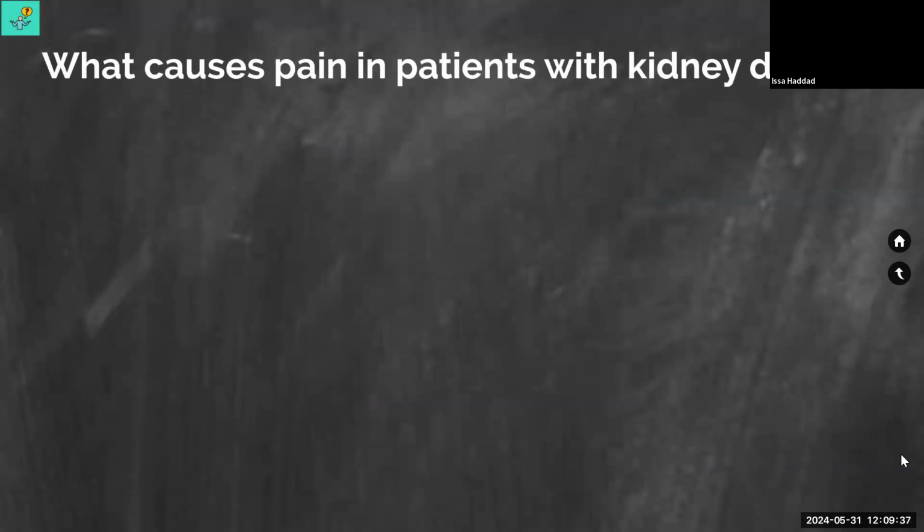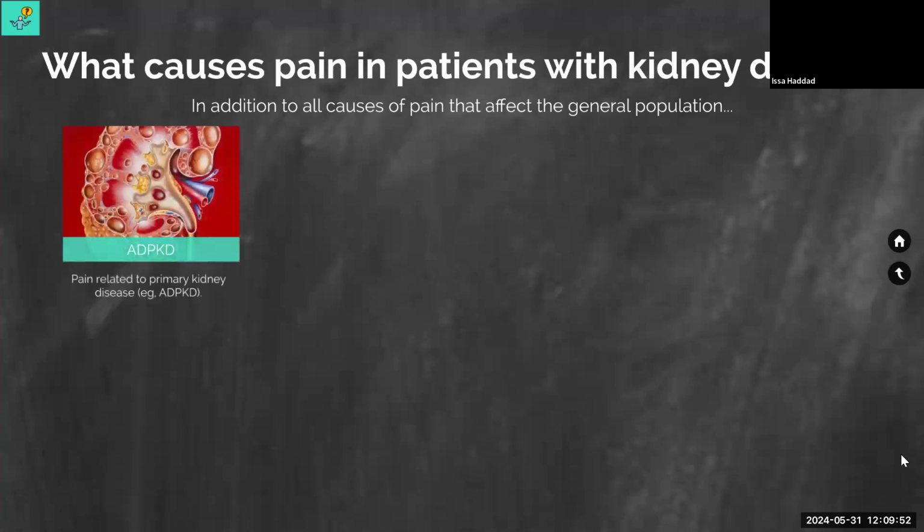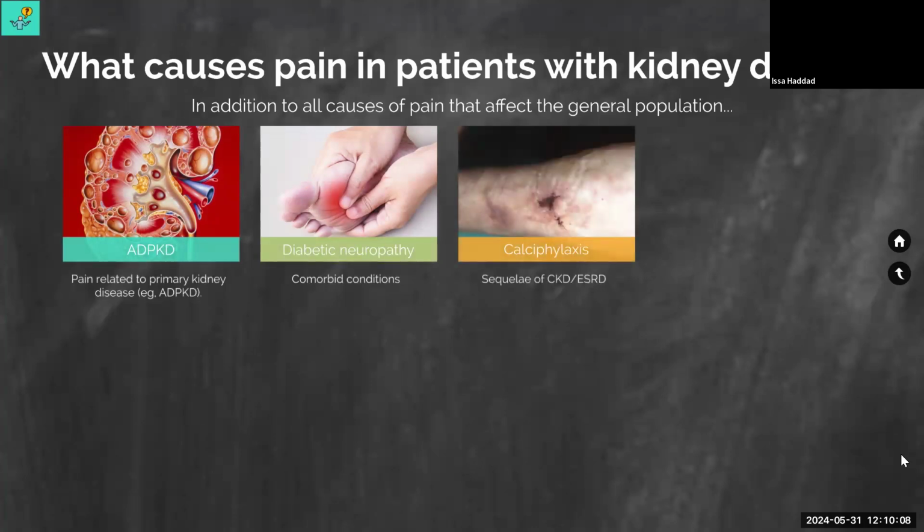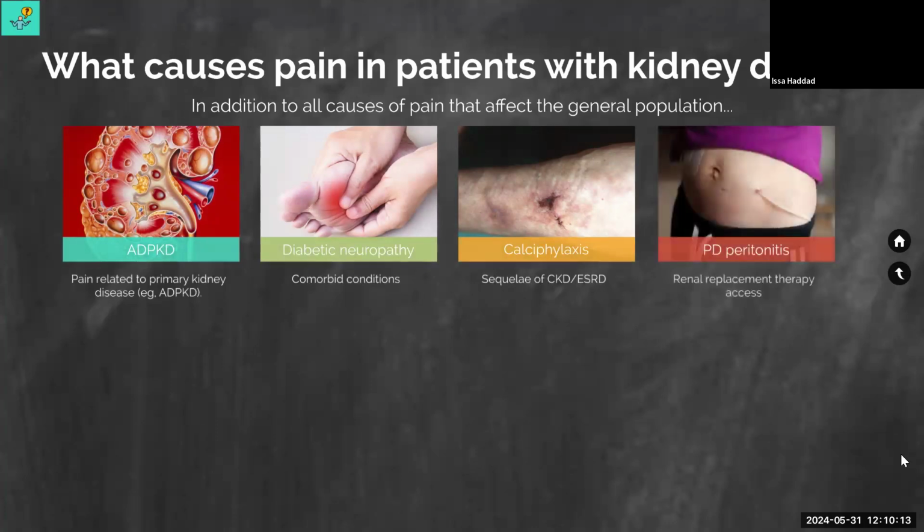So our patients that we deal with every day, what causes pain in patients with kidney disease? They have all the causes that any patient in the general population can have. But on top of that, if we look at what we encounter, some pain is related to primary kidney diseases like polycystic kidney disease. Other pains are more of comorbid conditions like diabetic neuropathy, which is the number one cause of CKD. Some is because of sequelae of CKD and end-stage renal disease like calciphylaxis.